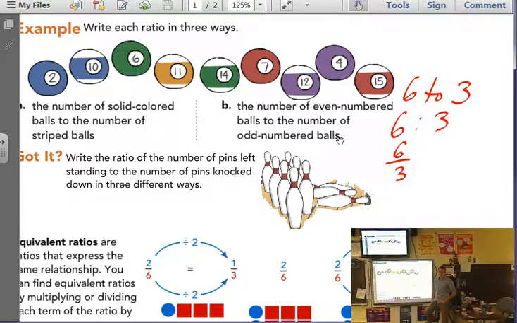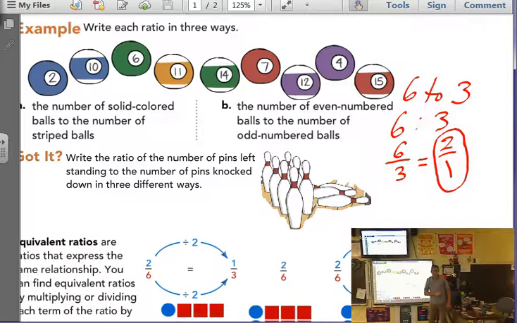Any questions with what we're doing? Couldn't you simplify that? Yes, so we could say this becomes 2 to 1. Be careful, it's not 1/2, it's 2 to 1. But you would not make this 2 because you still want to compare evens compared to odds. So there are 2 evens for every 1 odd, or 6 evens for every 3 odd. Either way that you say it, it communicates the same message.